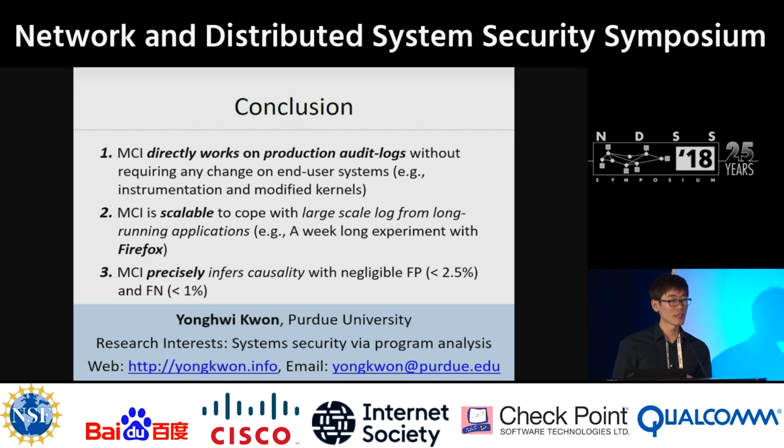The offline analysis will be done in the lab environment, so it requires instrumentation. But in production runs, we don't need any instrumentation. We can just collect the log from the Linux kernel audit log, which is already implemented, and you just need to turn on the flag. Then we can use our model parser to infer the causality without any changes on the end-user systems.